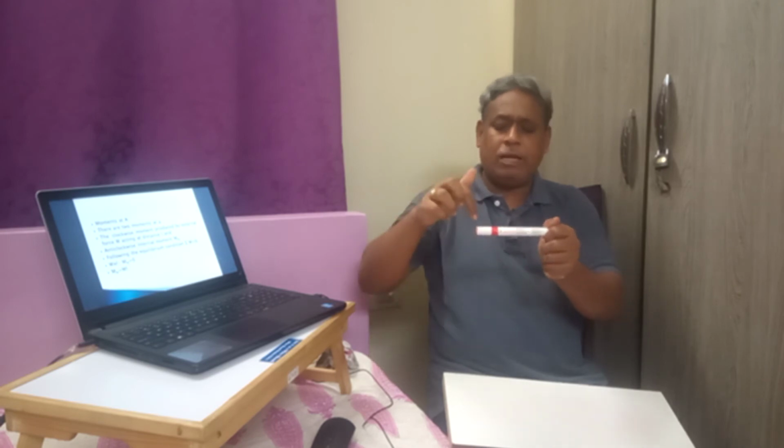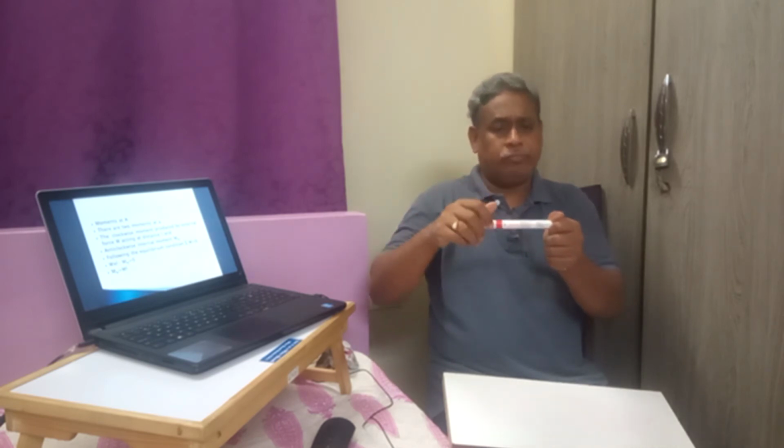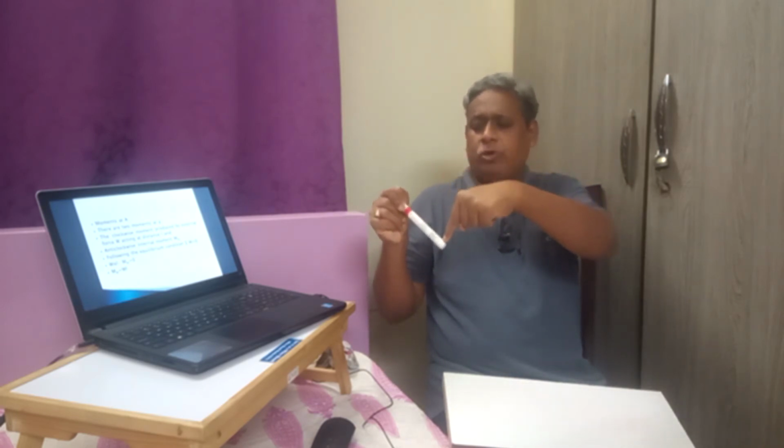Similarly, the internal moment will be MA. Since the external force is towards the right and down, it is producing a clockwise moment. If I hold this pen and apply some load here on the right side, it is producing a clockwise moment. Force is W, distance is L. Therefore, moment is equal to force into perpendicular distance, that is W into L. So that is a clockwise moment.